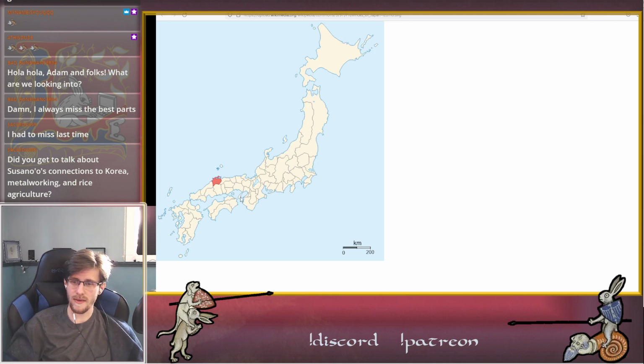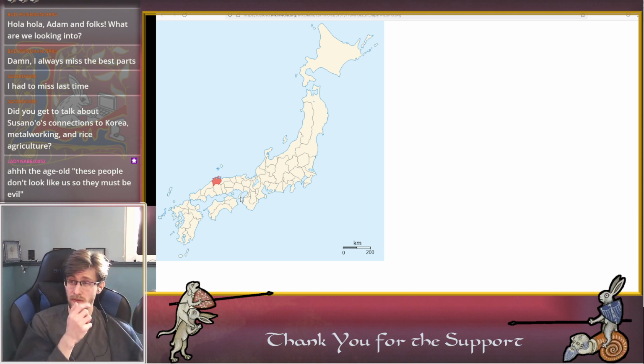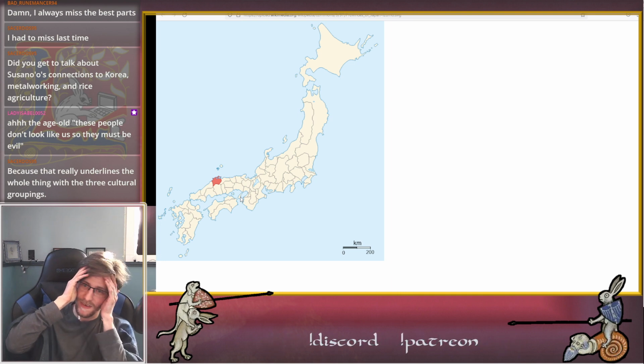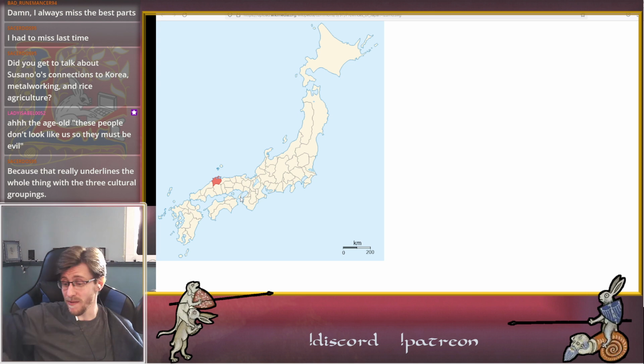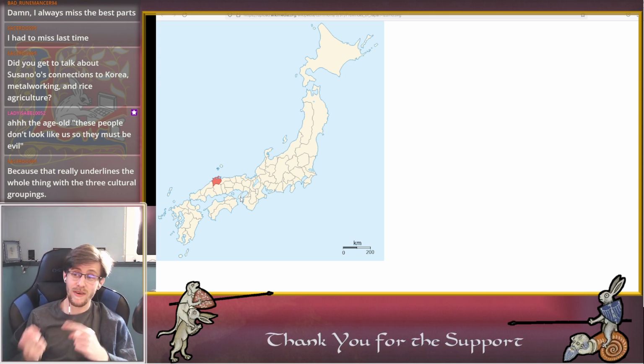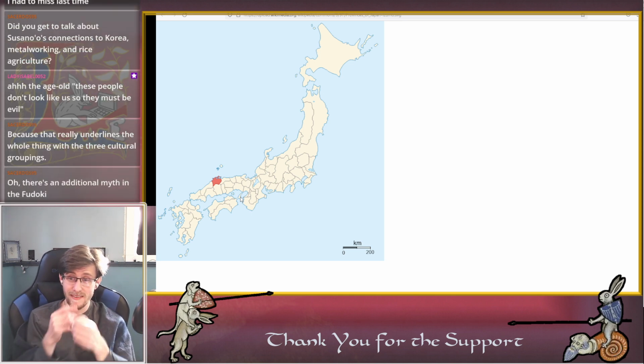Did we get to talk about Susanoo's connections to Korean metalworking and rice agriculture? We did a little bit. Specifically, the fact that the Nihon Shoki and the Kojiki just disagree as to which brother is responsible for agriculture. The Nihon Shoki says it's Tsukuyomi that murders the goddess of agriculture, and the Kojiki says it's Susanoo. But the Nihon Shoki is the one that says that Susanoo goes to Korea, and the Kojiki just kind of doesn't mention that.